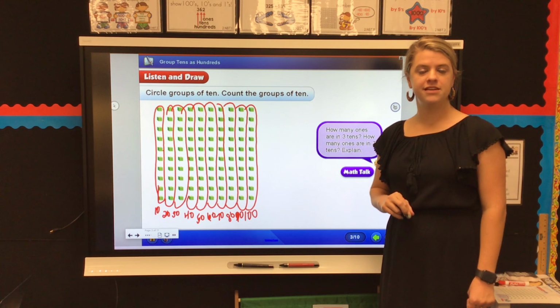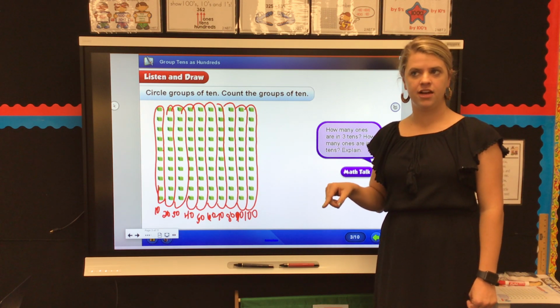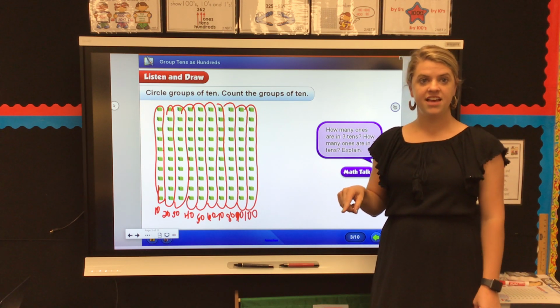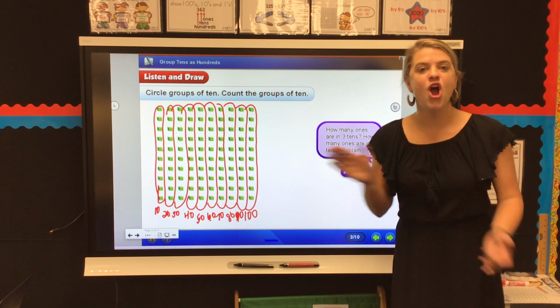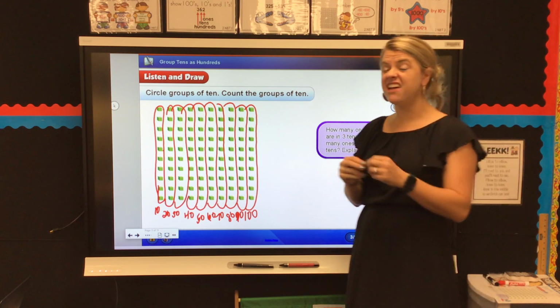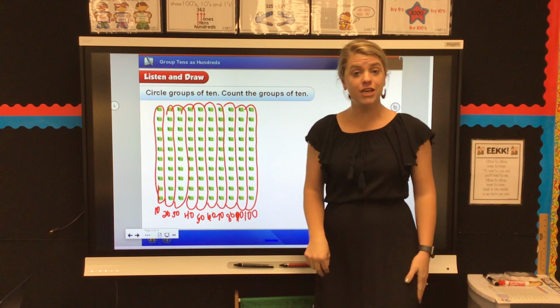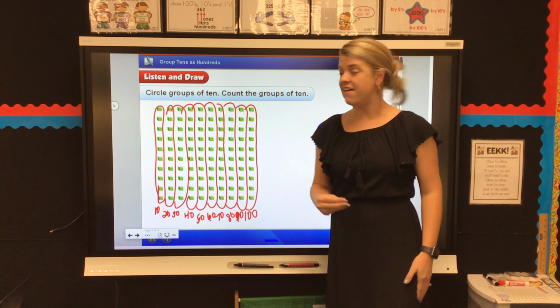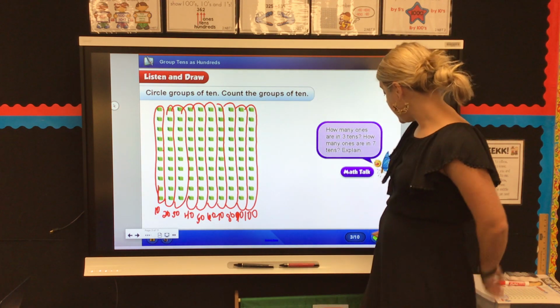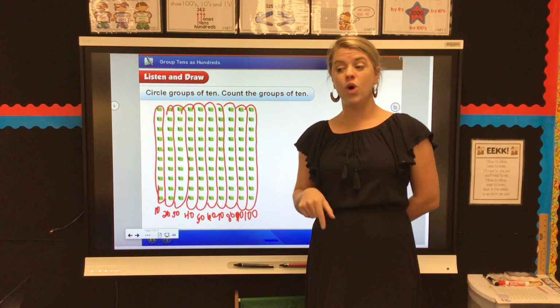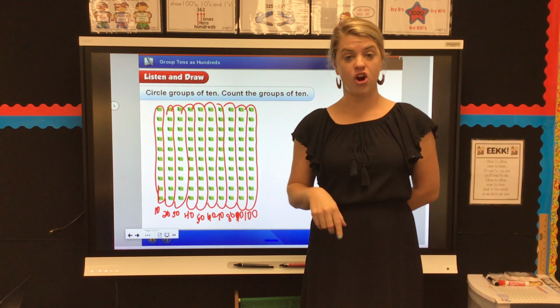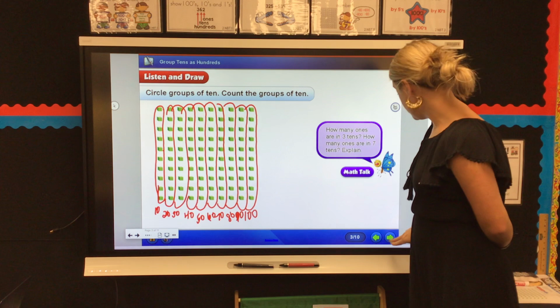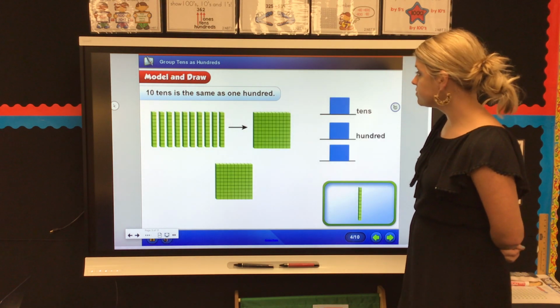Think about it. 7 10 rods is the same thing as, did you say 70? You were correct. There are 70 of these little tiny 1 cubes in 7 10 rods, okay? Now, let's look at what comes next, all right? So you're going to flip over to our next page, all right?